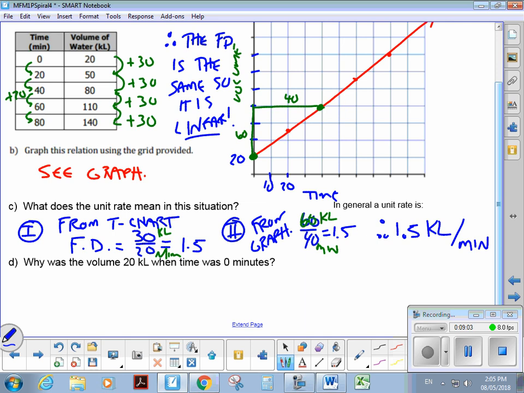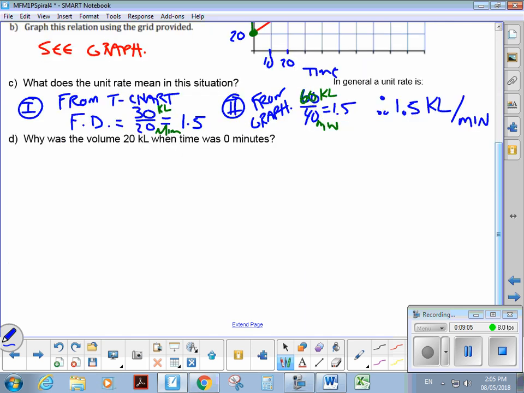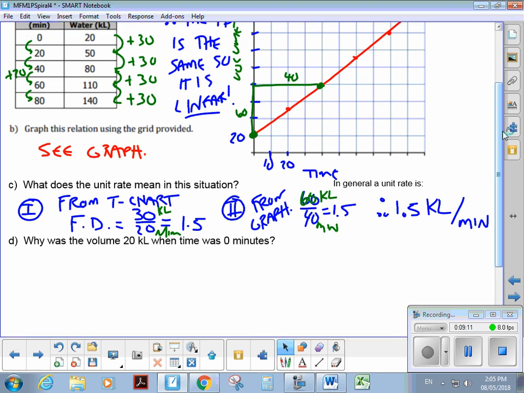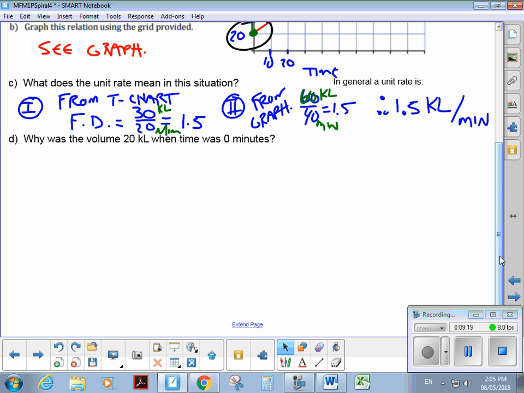And last one, last question. Why was the volume 20 kiloliters when the time was 0? All right, so why does the graph, why is it starting at 20 if we're filling a tank? I'll give you a second to think about this. All right, so why did the volume start at 20? What's the reason? Again, I can't see your hands.